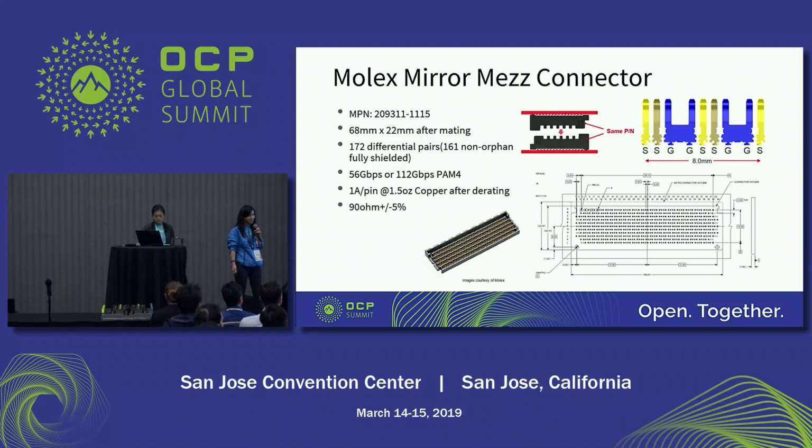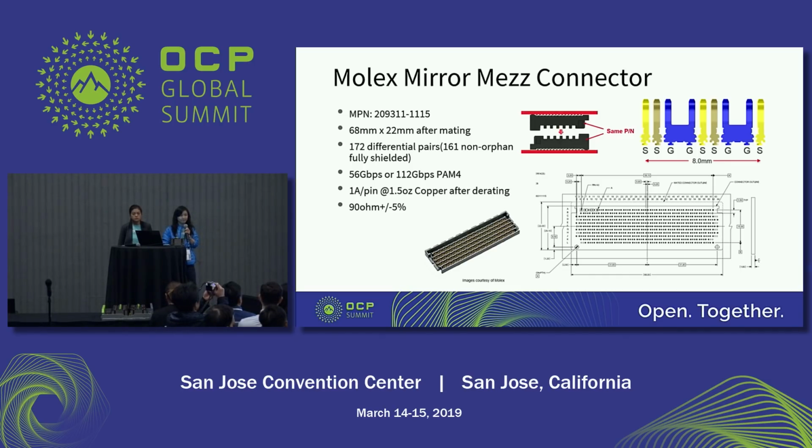This is the high-speed connector we're using. We're using the Molex Mirror Mezz connector. It can support 50 gig NRZ or 112 PAM4, and it has enough differential pairs for us to define a total of 8x16. There are a lot of differential pairs there. This is a really high-density, high-speed connector.